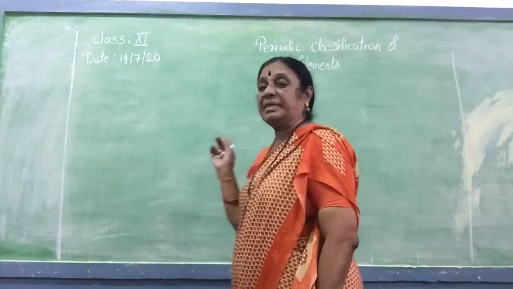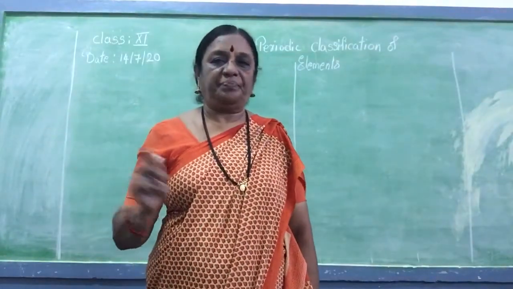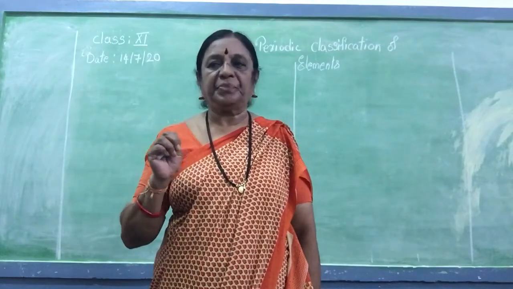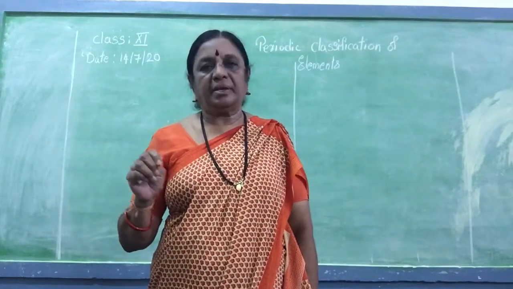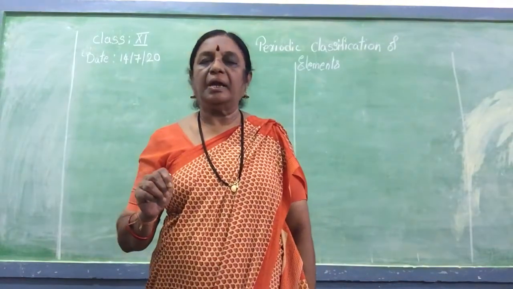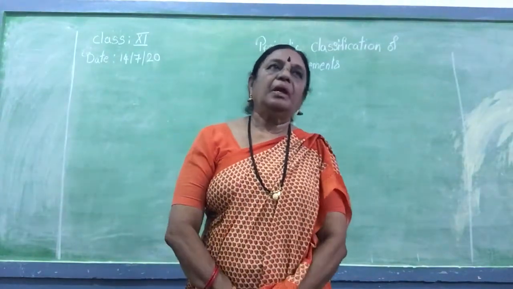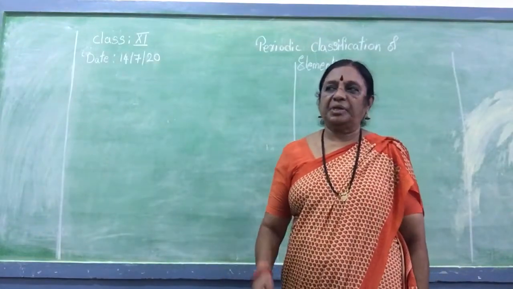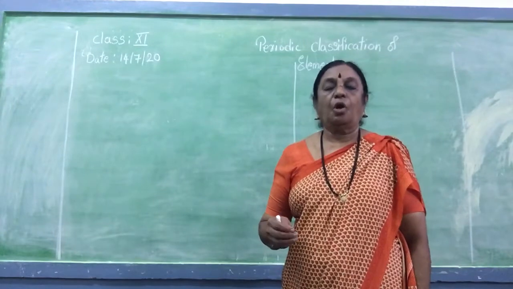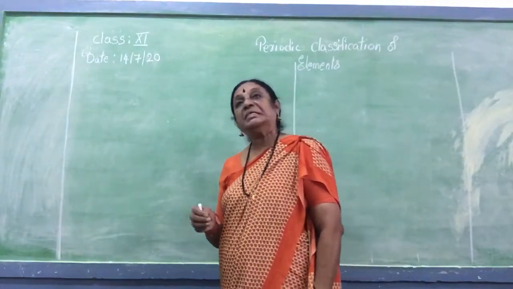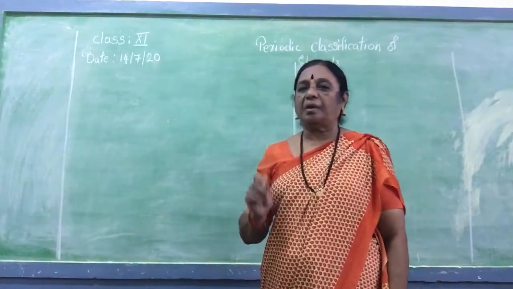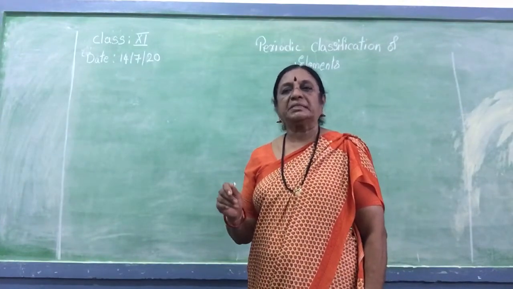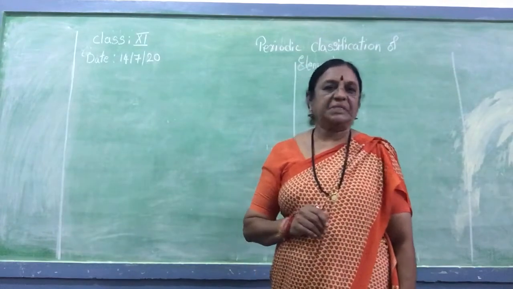Now, we discussed yesterday the branches of chemistry. How many branches of chemistry are there? 4. What are they? Inorganic chemistry, organic chemistry, physical chemistry and analytical chemistry. Now, children, what do you mean by inorganic chemistry? Inorganic chemistry, in that branch of chemistry, we study except carbon, the remaining elements, properties, extraction and their compounds we study.